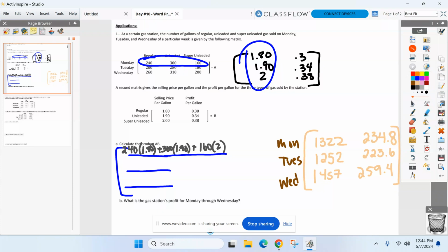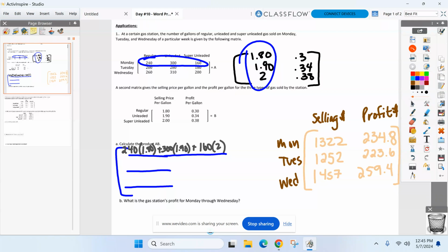Times what did you multiply in the second one? The columns, didn't you? All right, so column 1 is selling price. So on Monday, from selling all those gallons of gas, I made $1,322. The second column shows me the profit I make. Is everyone all right? How I know where all this goes, so I can answer part B here in a minute.